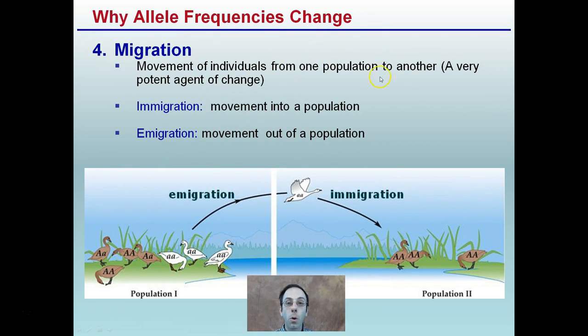Migration, movement of individuals from one population to another, a very potent agent for change. There's immigration, movement into a population, and emigration, movement out or exiting a population. So we see on this side, we see the emigrating population, they're exiting, and then on this side, we see the immigrating population. So we see that this homozygous recessive bird has emigrated into this population. These are all homozygous dominant. Now with this individual here, assuming it survives and reproduces, will now increase the allele frequencies of the recessive allele.